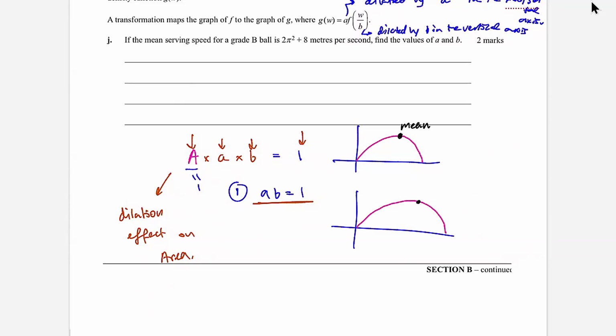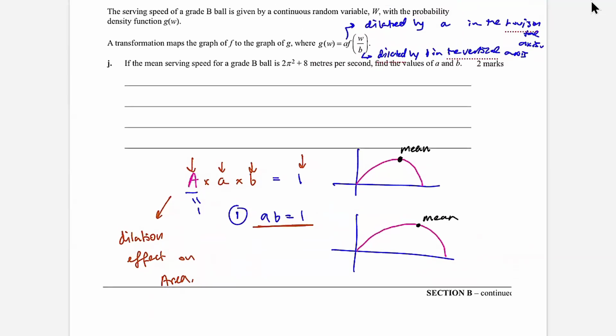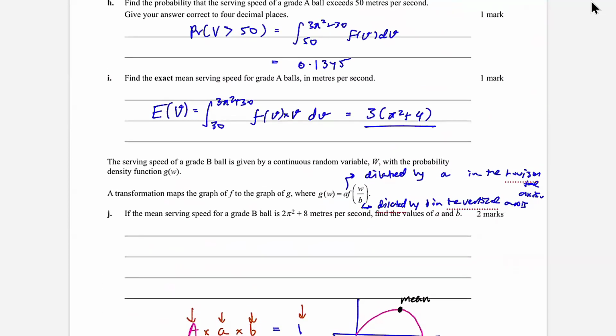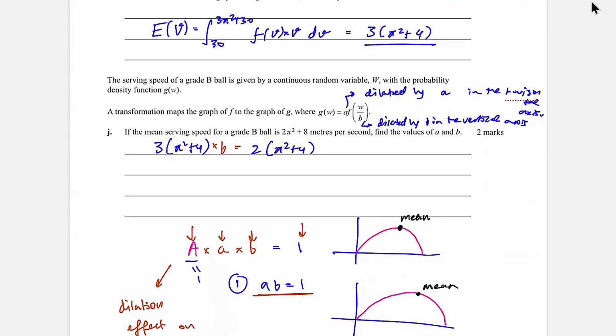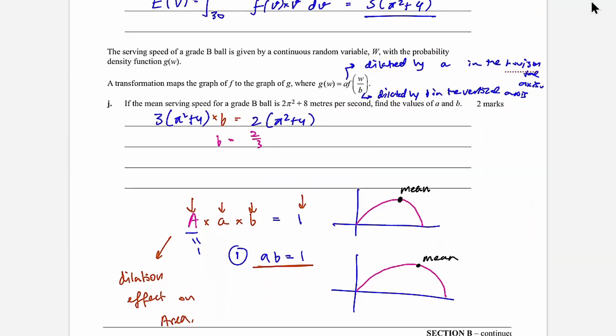So this new mean here will be directly affected by your translation. So what I mean is, if we take this previous mean here, and then we translate it, it should fall upon our new mean because it directly affects it. So then when you solve this, you get B equals 2 on 3.